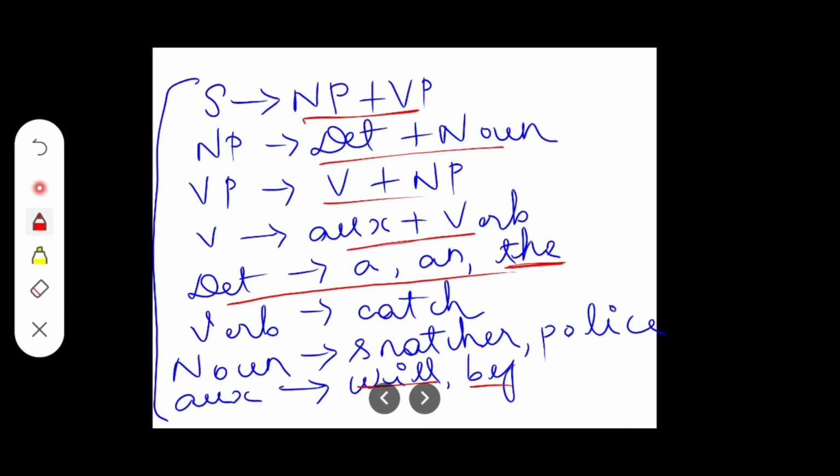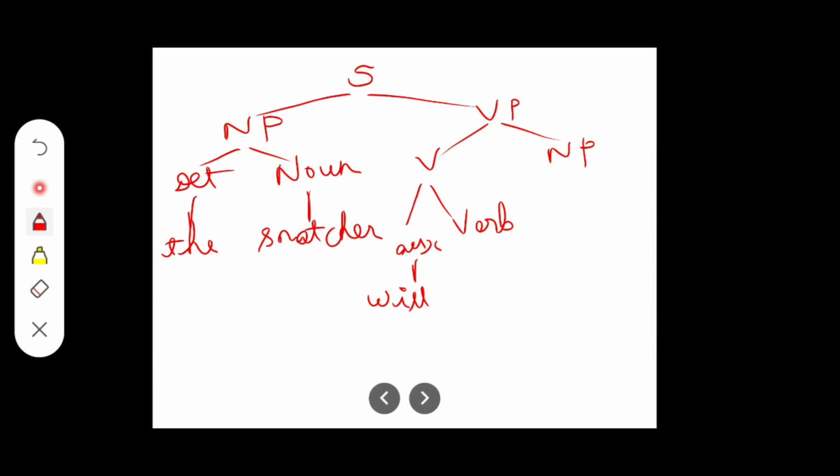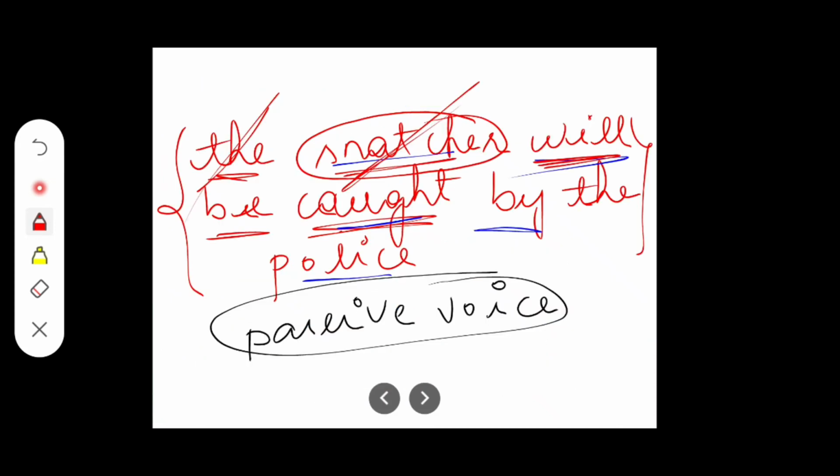Again, be. What is this be? It is also an auxiliary verb. So I'll be taking this be in the place of auxiliary verb. You can also include be here in the rule section, because be is also an auxiliary verb. Again, I have done with be, and will is also done.